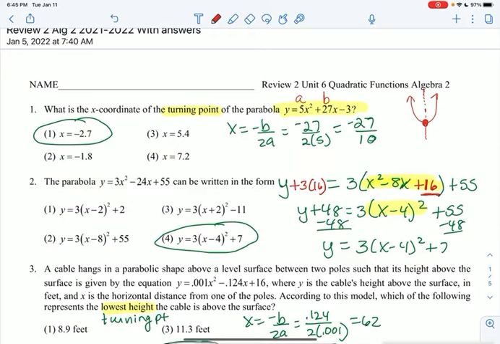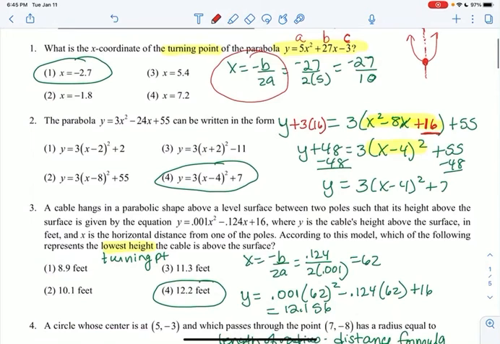So the turning point is on the axis of symmetry, which is why I'm using that equation, x equals negative b over 2a. A is the number in front of the x squared, so a is 5. B is the number in front of the x, so b is 27. And c is the number by itself, and I don't need that for this, although we are going to use the quadratic formula in the next unit. So negative b is negative 27 over 2 times 5 is 10, and that's how I got negative 2.7.